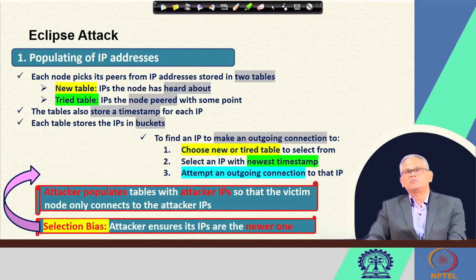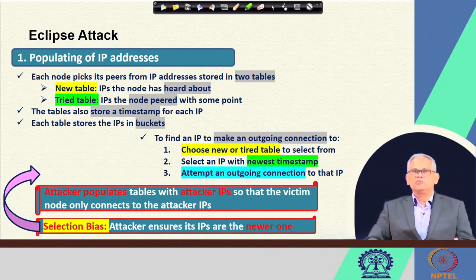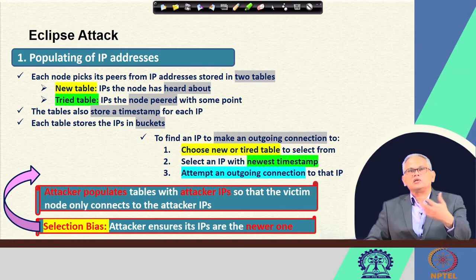So, what it does is that it first populates the IP addresses. Each node, when it is trying to communicate with its peers, picks its peers from IP addresses stored in two tables. One is the so-called new table, the IPs the node has heard about, and a tried table, which is the IPs the node has peered with at some point. The tables also store a timestamp for each IP, and each table stores these IPs in the form of buckets. So, to find an IP to make an outgoing connection, the node chooses the new or tried table to select from, selects an IP with the newest timestamp, and then attempts an outgoing connection to that IP.